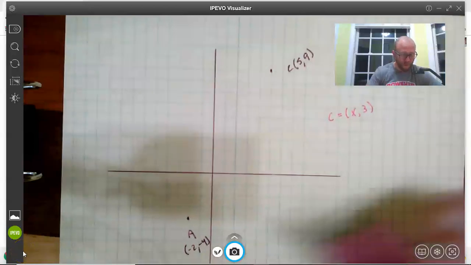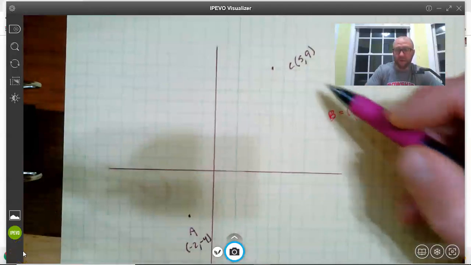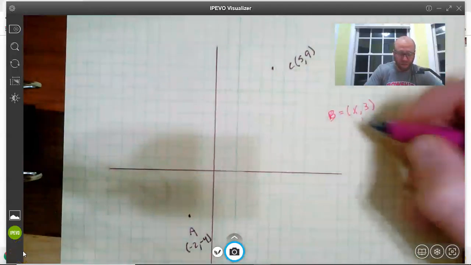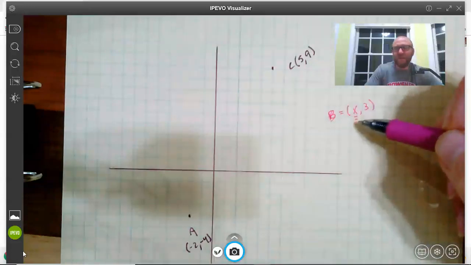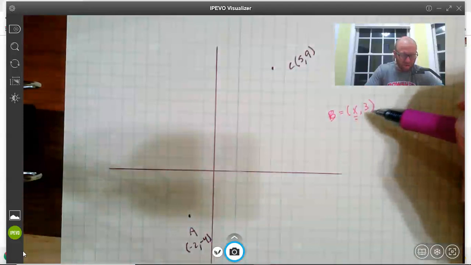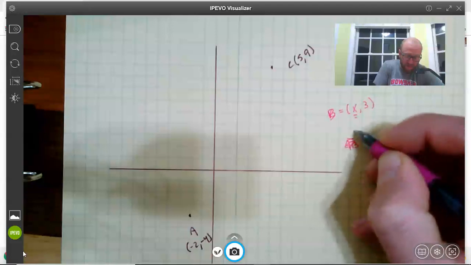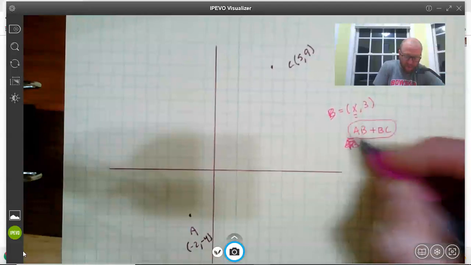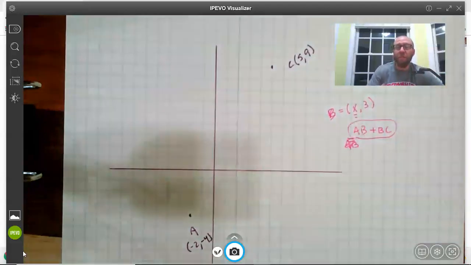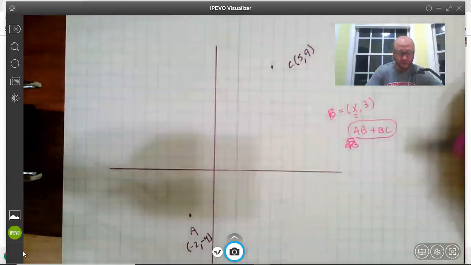Okay, I've got a point A and a point B out here. And then we've got point C that has a missing coordinate. This is point A, this is point C. We've got point B with a missing coordinate. And we're asked, what should that missing coordinate be to make AB plus BC be at a minimum? Right, so the smallest value possible for AB plus BC.